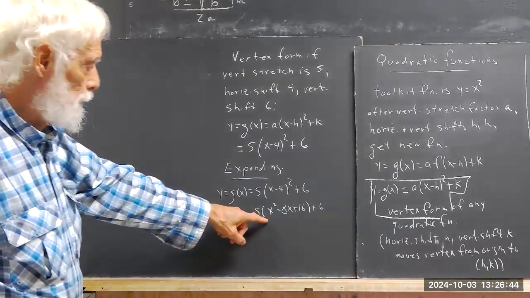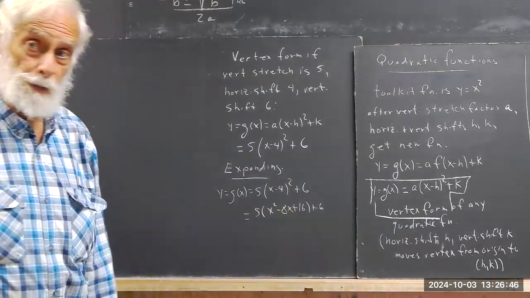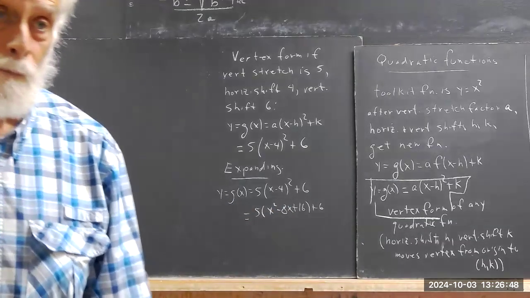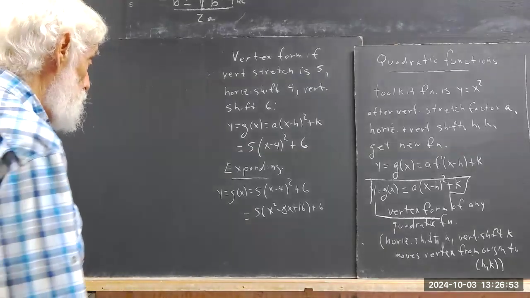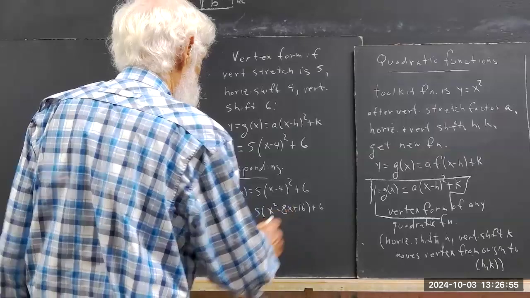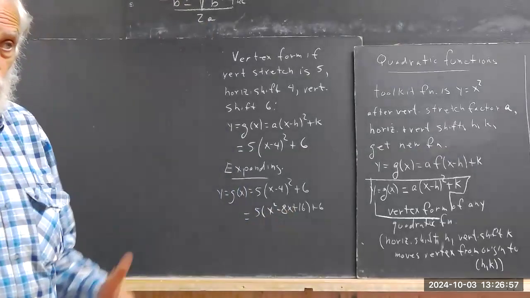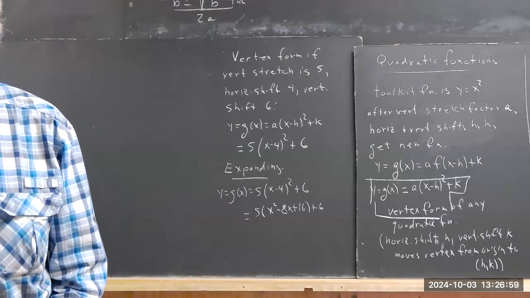Square x minus 4, you get x squared minus 8x plus 16. If you don't understand that, email me and I'll give you some references. It's just x minus 4 times x minus 4 using the distributive law. Okay.